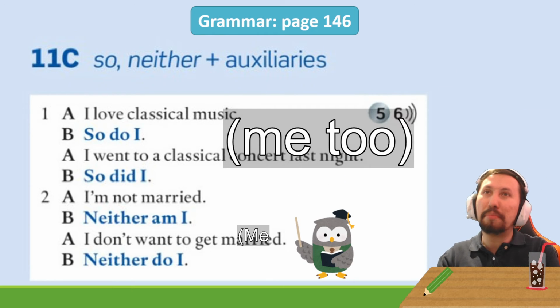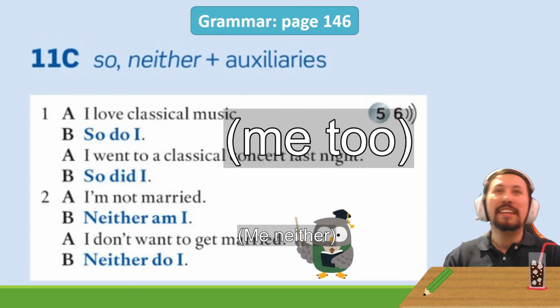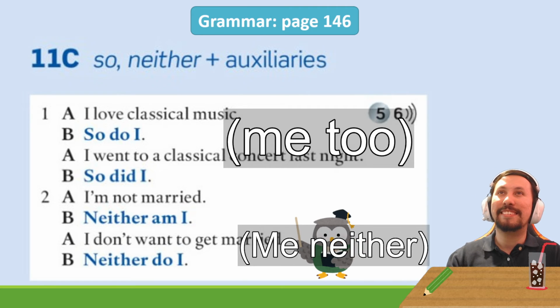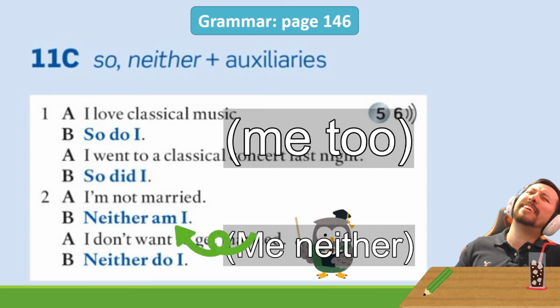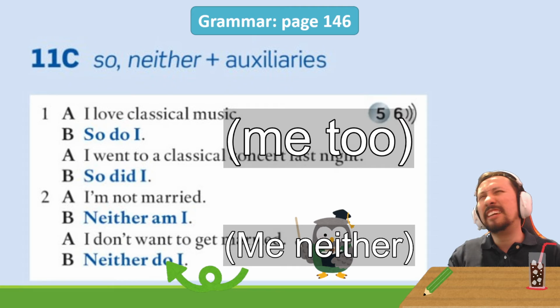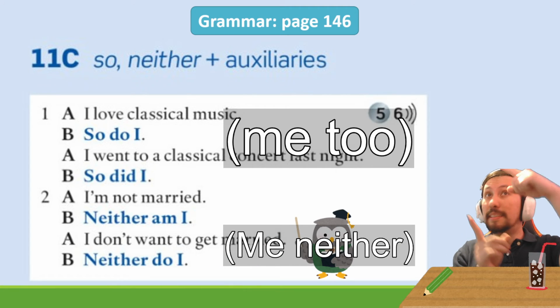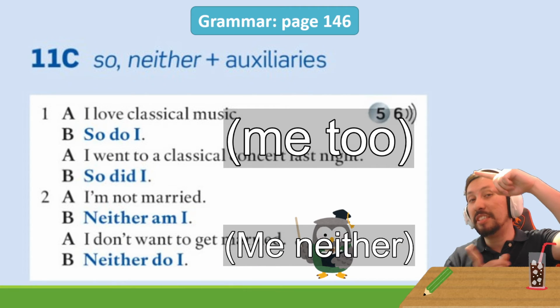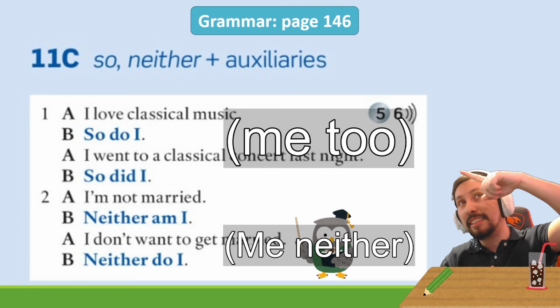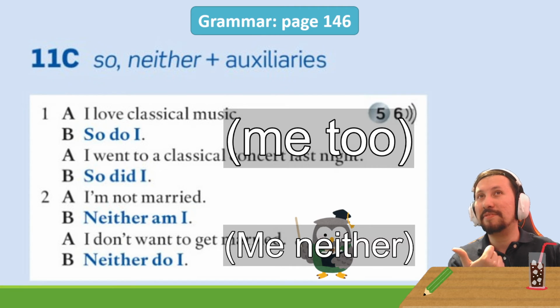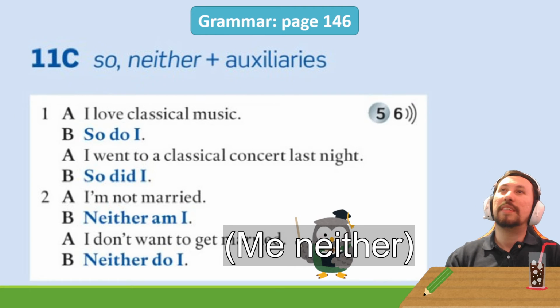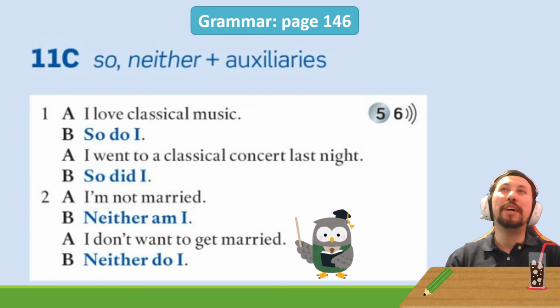You could say me neither. Me neither. Yes? Or, better yet, you could say neither am I. Neither do I. These both, again, are for similarities. This one's for affirmative similarities, positive similarities, and this one's for negative similarity. Yes? So do I, neither do I.